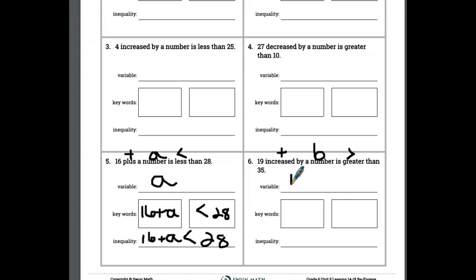And this one, the variable is B. Your keywords, 19 increased by, is greater than 35. Okay, and then rewrite your inequality. 19 plus B is greater than 35.